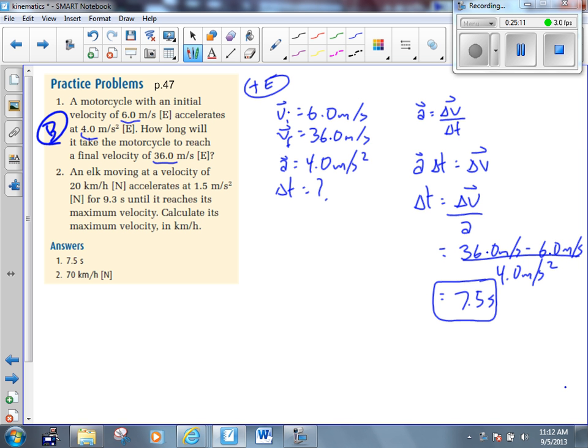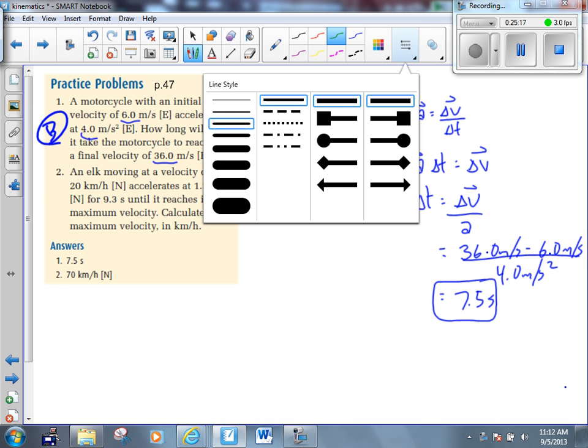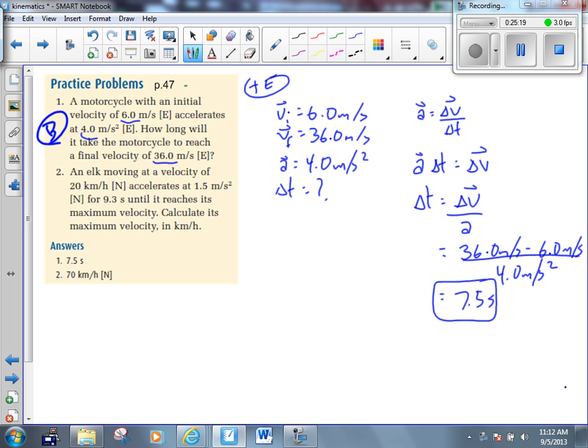Now, number 2, let's read that one. This one says, an elk moving at a velocity of 20 kilometers per hour accelerates at 1.5 meters per second squared north for 9.3 seconds, until it reaches a maximum velocity. We want to know what that maximum velocity is. And we're not going to worry about the whole kilometers per hour thing right now. Is this a group A or group B?